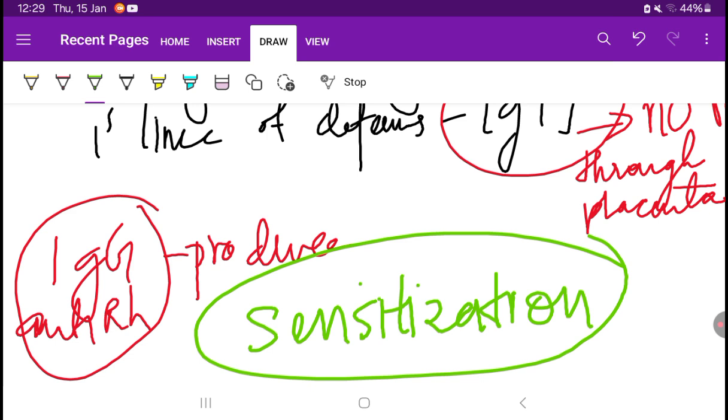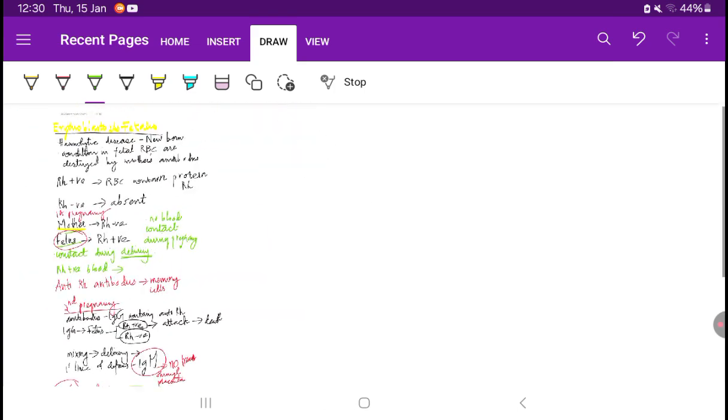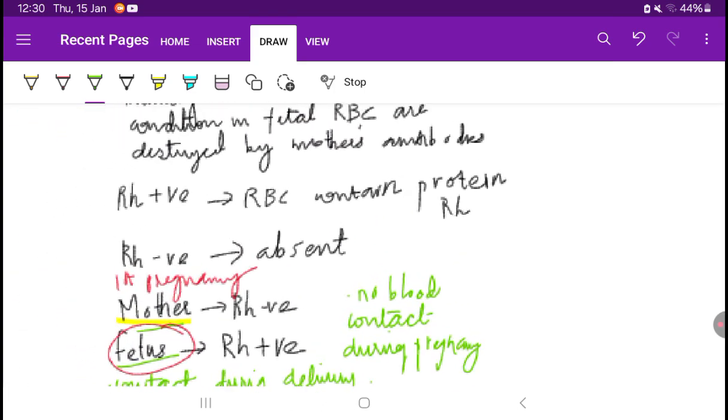And what does this name suggest? Due to severe RBC destruction, the fetus tries to compensate, and bone marrow releases immature RBC into the blood. This is called erythroblastosis fetalis. So this is the condition, and this is a small explanation of what happens during erythroblastosis fetalis.